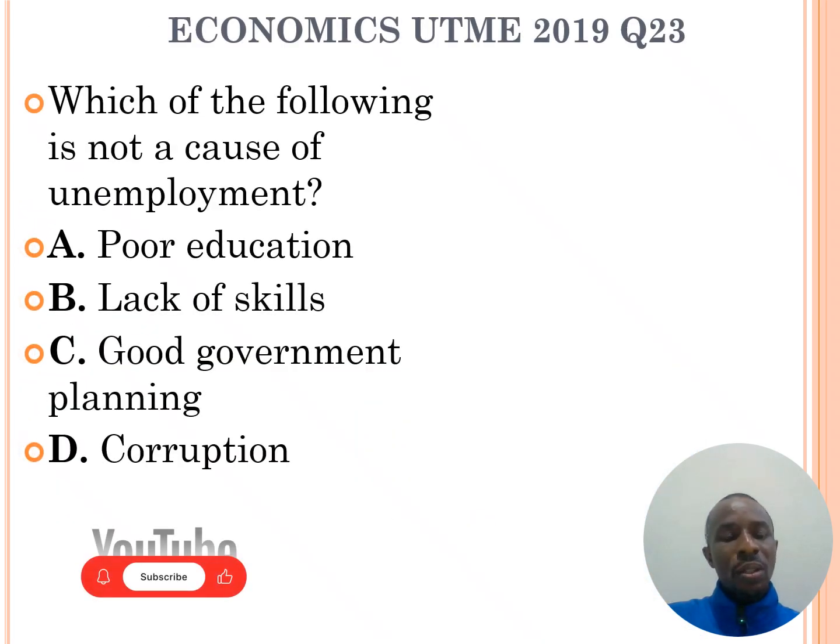Which of the following is not a cause of unemployment? That's question 23 now. Poor education, of course, will cause unemployment, lack of skills. If people don't have the required skills, they will not get a job. Good government planning, that will not lead to unemployment. If government is able to plan well, the unemployed will definitely get good jobs. Corruption, that's a major cause of unemployment. So our answer is option C.